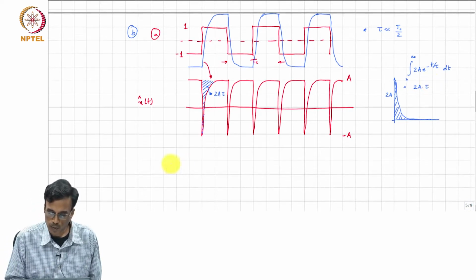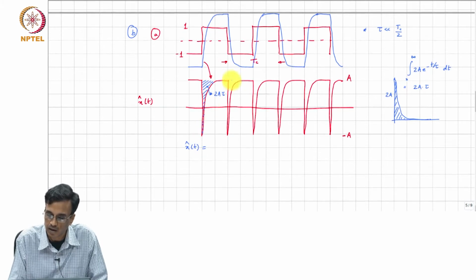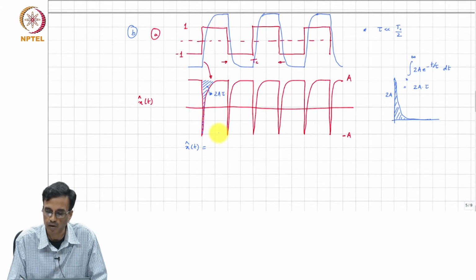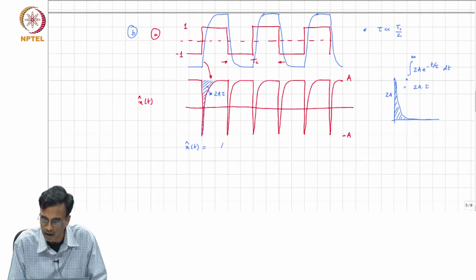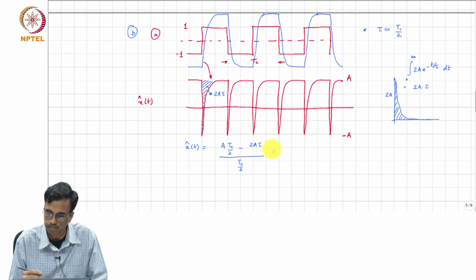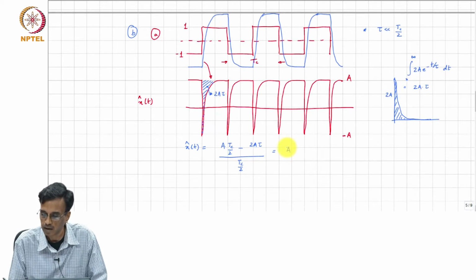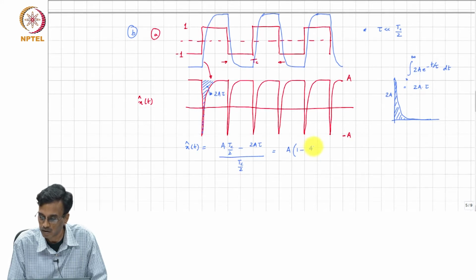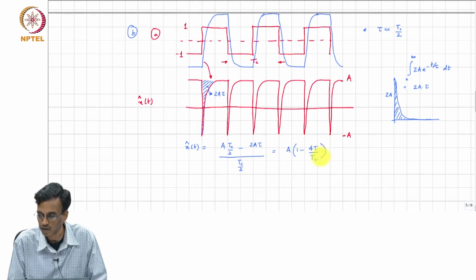So, what comment can you make? Basically the average value of this is the same as the average value over half a cycle of Tc, which is basically A times Tc by 2 minus 2a tau divided by Tc by 2, which is nothing but A times 1 minus tau by Tc. No, think carefully. Okay, 4 tau by Tc.